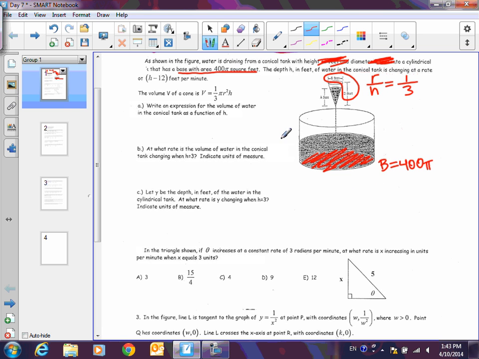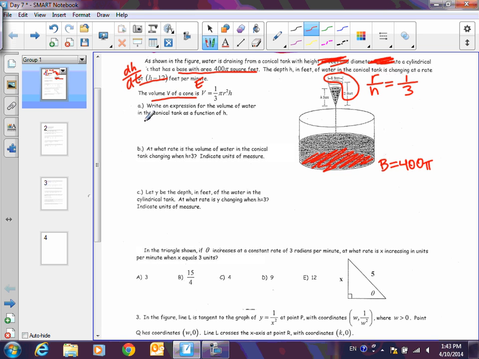So it says the depth h in feet of water of the conical tank is changing at a rate of, and then they give you dh over dt. Now keep in mind here, h is the height of the water in the cone, not the cylinder. So, and then they say the volume of the cone. So here's your equation. So part A doesn't really even get into FWIGI yet.